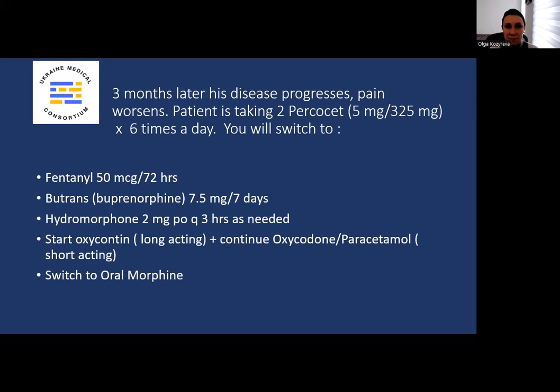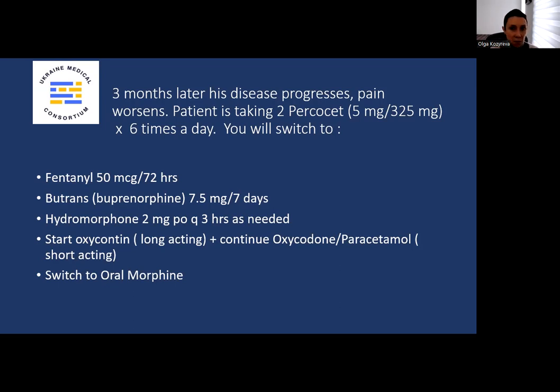And long acting, again, depends on what is available. Long acting can be fentanyl patch, can be Butrans, can be OxyContin, which is available in the United States and some other countries. OxyContin is long acting oxycodone every 12 hours. And we still can continue oxycodone plus paracetamol as a breakthrough. Oral morphine extended release is an absolutely appropriate option, and again, depends on availability.